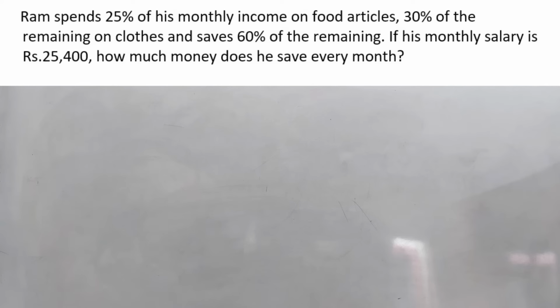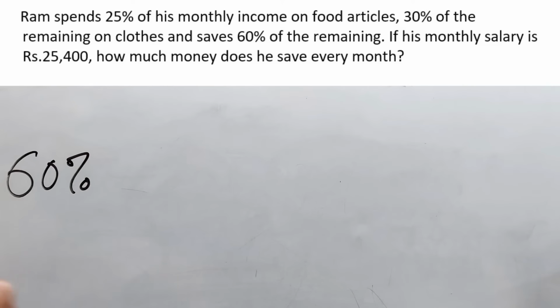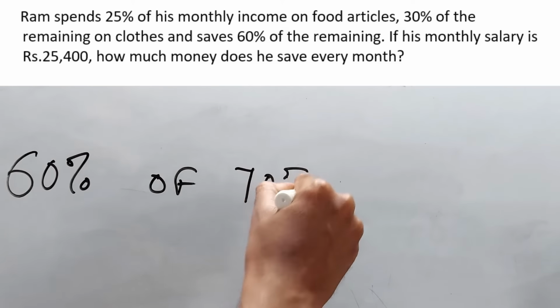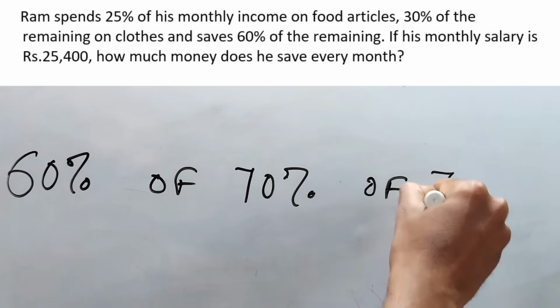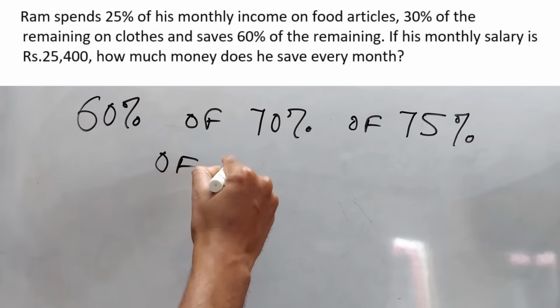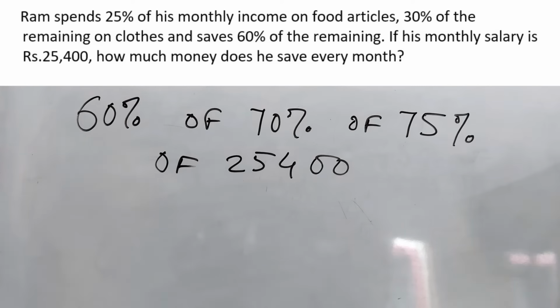One more quick example of the same thing. Ram spends 25% of his monthly salary, monthly income on food articles, 30% of the remaining on clothes, and saves 60% of the remaining, right? If his monthly salary is 25,400, how much money does he save every month? Let us do it in one line. Simplest thing. See, 60% of 70% of 75% of 25400. Can you find it out?